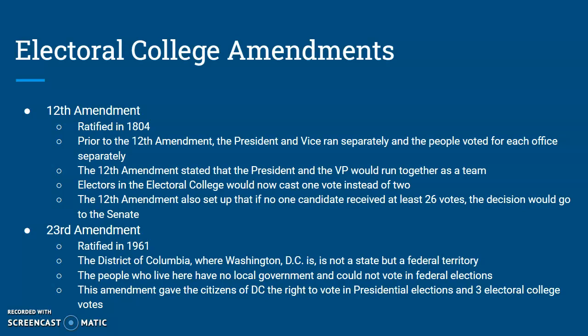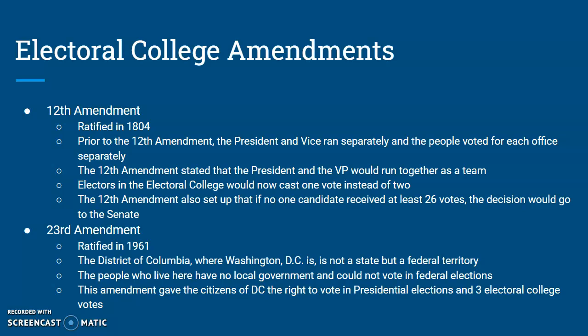Then a little bit later on down the road, we got the 23rd Amendment, which was ratified in 1961. This dealt with the District of Columbia. The District of Columbia is a federal territory. That's where Washington, D.C. is located. Since it's not a state, the people who live there had no local government and could not vote in federal elections. But they felt like they should be able to vote for the president, since they're still full citizens and have to obey laws and things like that.